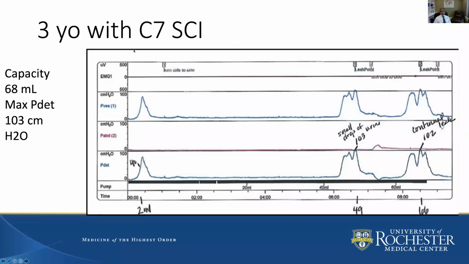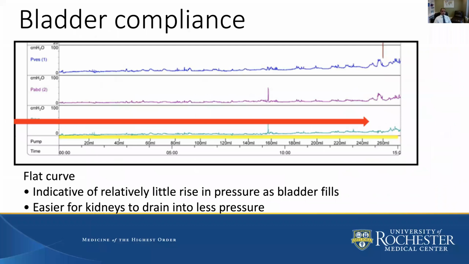This is a 3-year-old kid with a C7 spinal cord injury. The expected capacity for a 3-year-old boy would be around 150 cc. And here you can see that even with the start of filling, there is a strong detrusor contraction, and then it subsides. The detrusor pressures went up to 103, even at 45 ml, and at 60, the patient started leaking. So this is a pattern you see in spinal cord injury: high detrusor pressure and small capacity bladder.